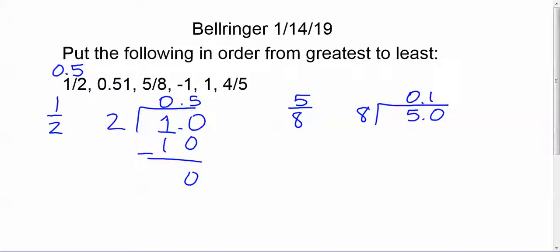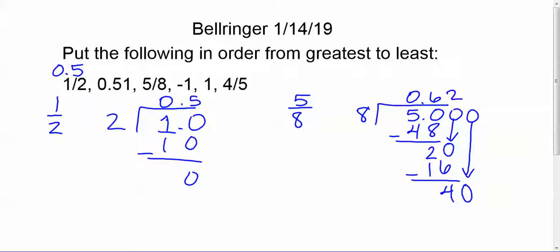6 times. That's going to give you 48. Subtract, you get 2. Bring down another 0. 8 goes into 20. How many times? 2 times. That's going to give you 16. Subtract, get 4. Bring down another 0. 8 goes into 40 5 times. So instead of 5/8, we're going to compare it to 625 thousandths.